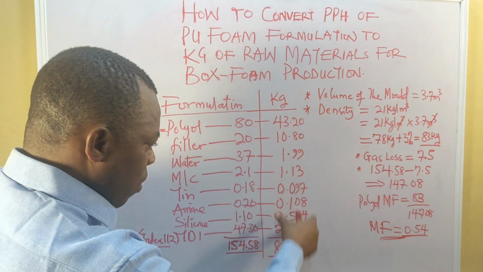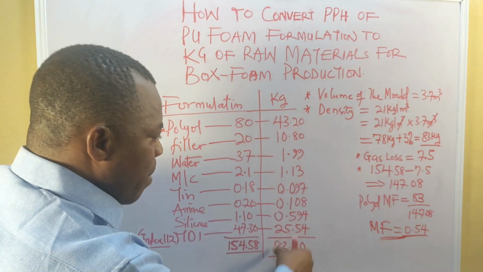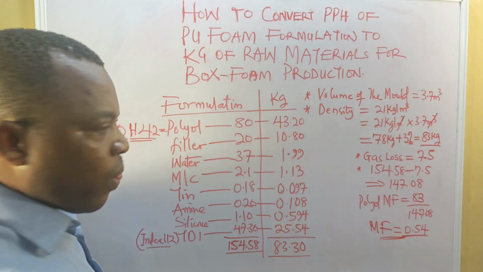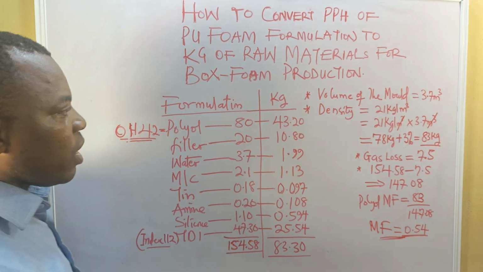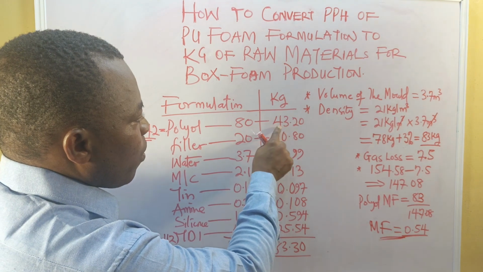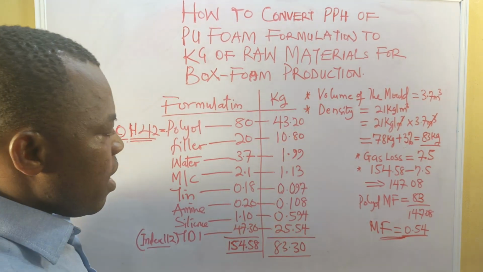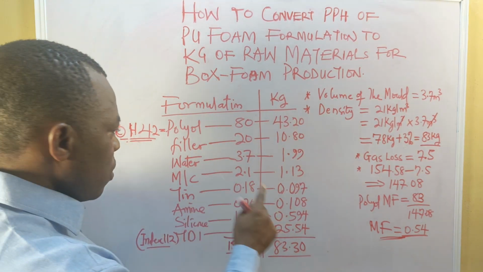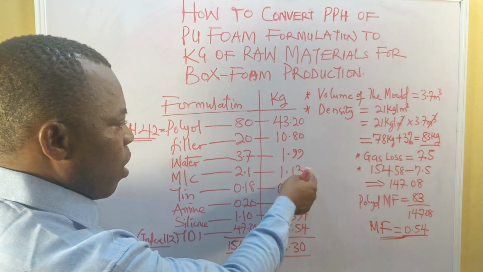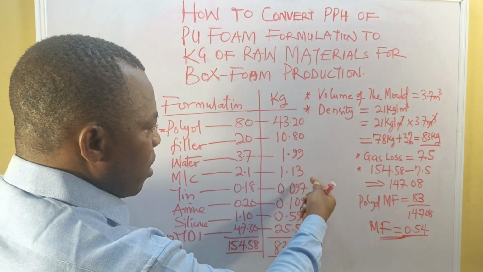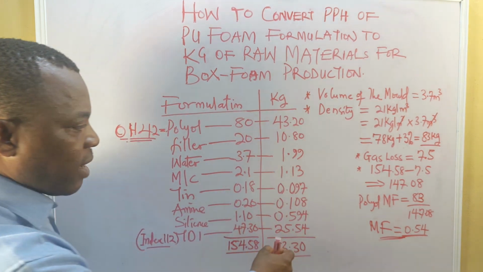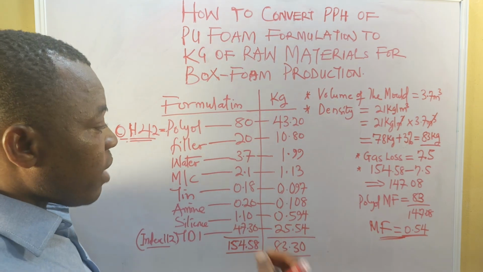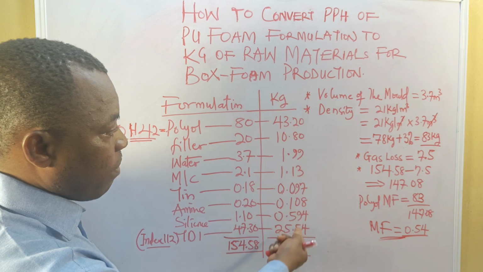We have this all. So in this case, this is what you are going to measure. How do you measure? Put your mixing bucket on a weighing scale, tare it to remove the empty weight of that container, measure polyol 43.2 first. Next, you add 10.8 kg of filler. After, you add 1.13 of MC. This one you convert to grams. All these ones are called catalysts, so you can use a small scale so that you achieve what we call accurate measurement with these decimal places.